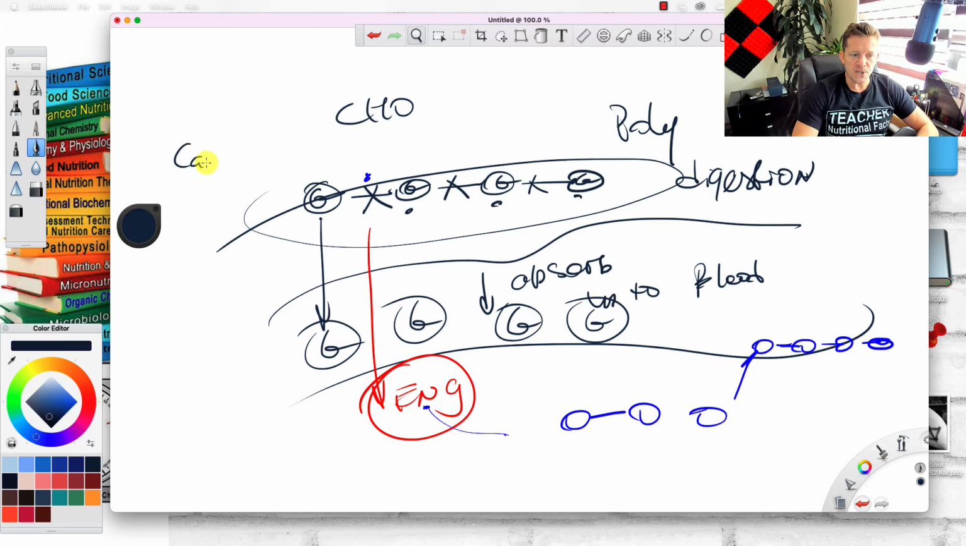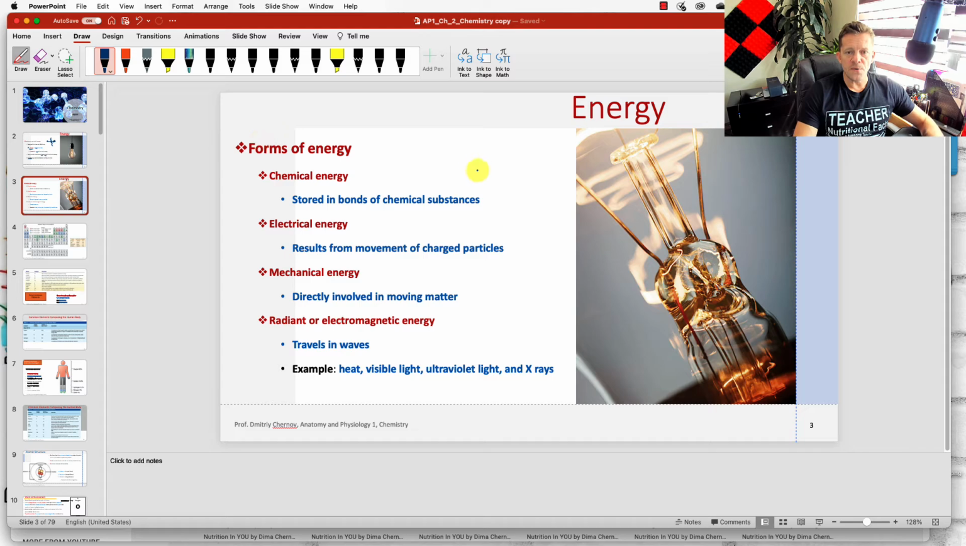So this process is called catabolism, to break down, and when we go in the opposite direction, it is anabolism. We will discuss catabolism and anabolism in our next lecture. So obviously there are different forms of energy. Chemical energy is stored in bonds of chemical substances, that's what I just explained. So that's the chemical energy that is stored here.